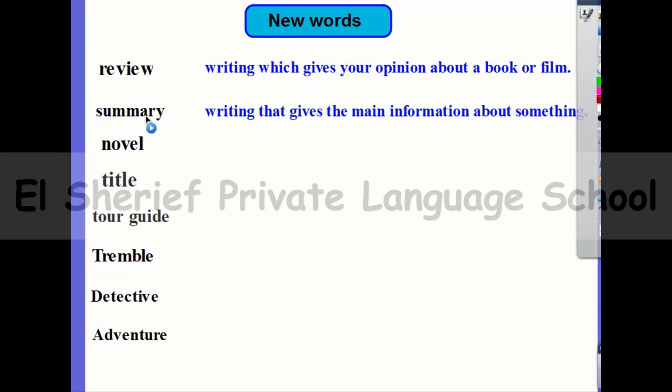Summary. Summary is a writing that gives the main information about something. For example, the book also includes summaries at the end of each chapter. Novel. It's a long story that's written. Title. It's the name given to a book or play. For example, the title of this unit is Books and Reading.